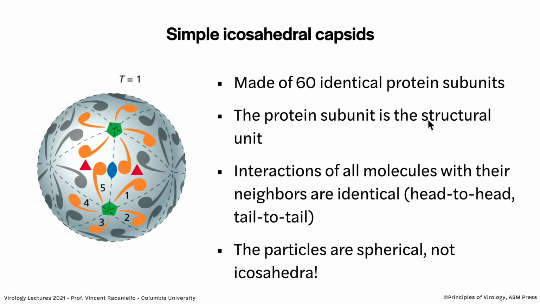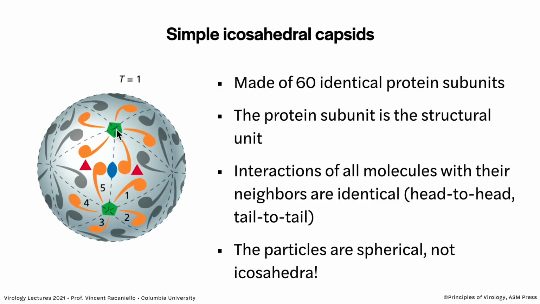The protein subunit is the structural unit. Remember, subunit is the protein chain, and the structural unit is what you build the particle from. And in this case, for these simple capsids, they're the same. But as we get bigger, they're not always the same. The structural unit is made up of more than one protein subunit. And in these particles, interactions of all molecules with their neighbors are identical. So we don't need to put identical in quotes for these small particles. They're all identical. They're either head-to-head or tail-to-tail.